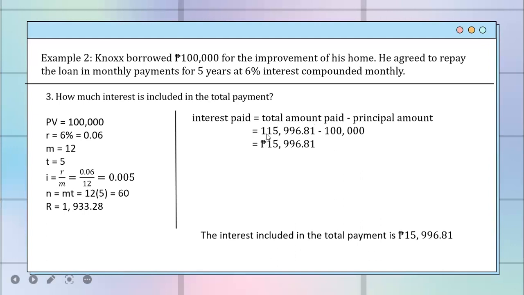Our total amount paid is 115,996.81, which we solved from our previous. So we'll just be substituting that, and our principal amount, or our present value, which is 100,000. So we will minus that, and that will be equal to 15,996.81. So the interest included in the total payment is 15,996.81.